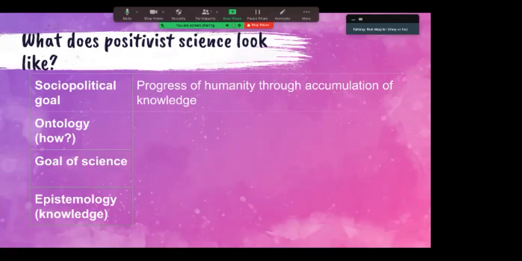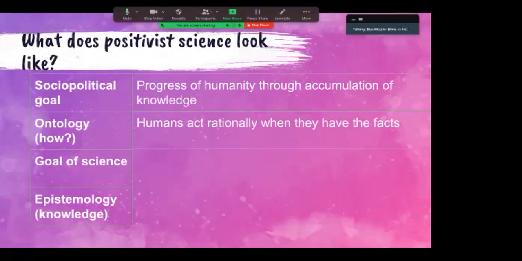And that's a socio-political goal. There's ideas of what counts as important to society within that. That idea of progress is connected to a socio-political project, namely the Enlightenment. So what is positivism? What are assumptions about how the world works and how science can work in a society?